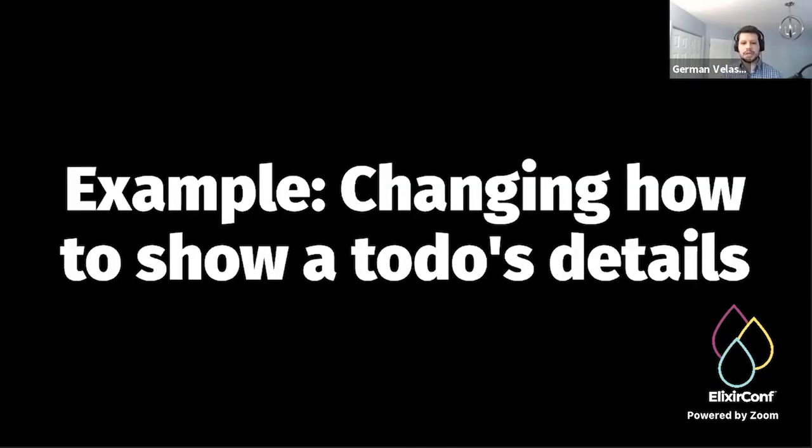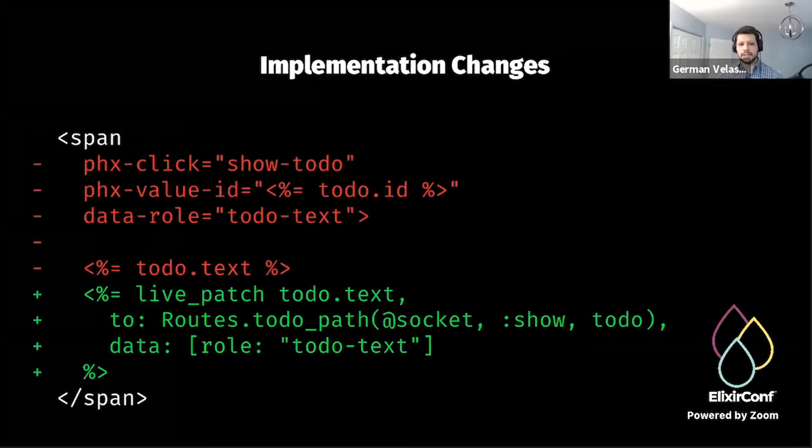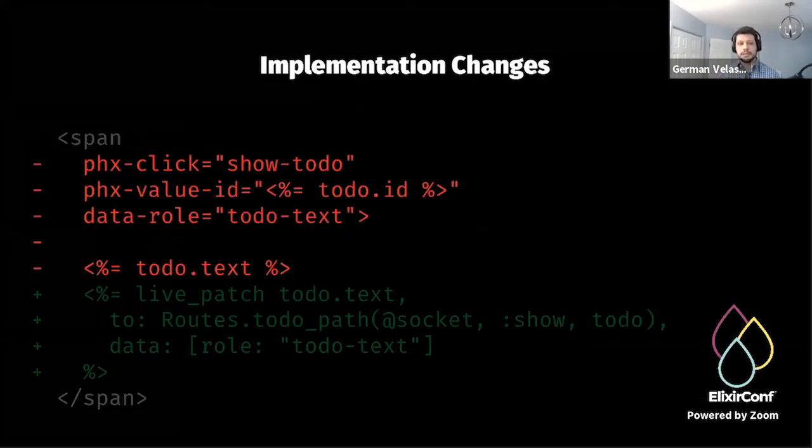Say we want to change how to show a to-do's details, right? So we already know that when we click on a to-do, it opens up this little details panel. But right now, our implementation is using a Phoenix click attribute. When we click on it, we grab that to-do's ID, and we use that as the current to-do that's been selected. And so once we have that selected to-do, we render the component, the live component for that to-do.